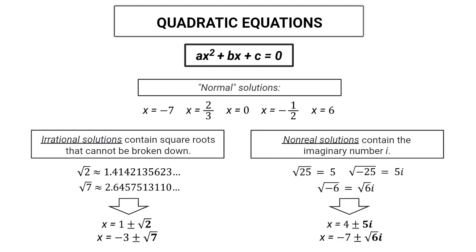Some of the types of non-real solutions we can expect from a quadratic equation would be examples like 4 plus or minus 5i, or -7 plus or minus root 6i. Notice that root 6 is an imperfect square root. So you can actually have non-real solutions that have irrational roots in them. That's why in our problem, we're going to focus on irrational solutions that are real and not imaginary.